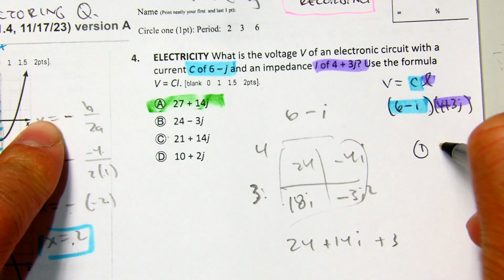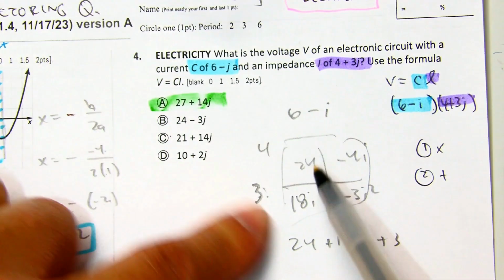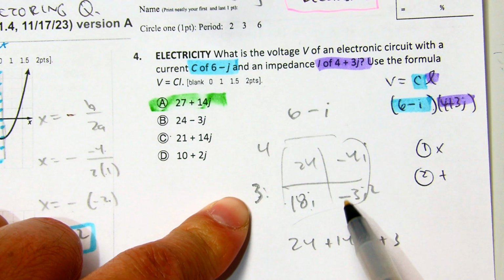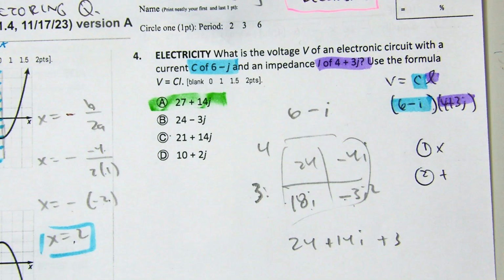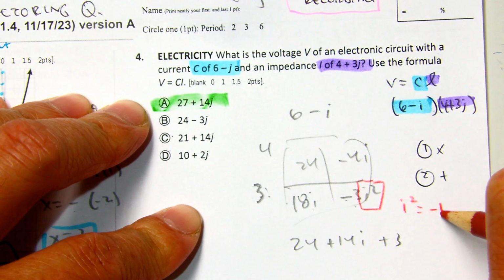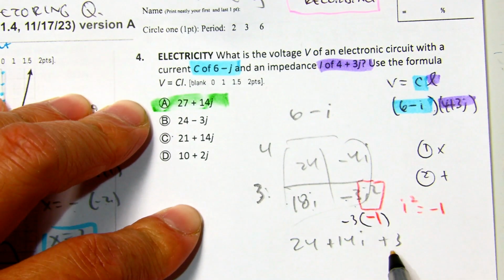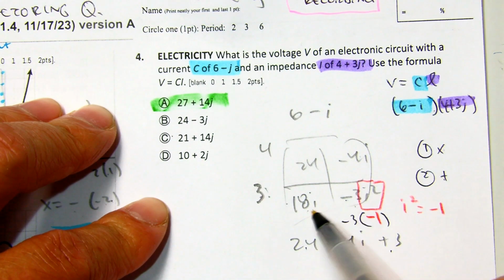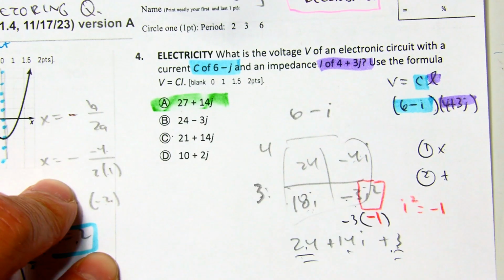You're going to multiply first, then you're going to add 24, negative 4j, 18j, and this is going to be positive times negative is a negative. 3 times 1 is 3. j times j is j squared. And then in class, we talked about how i squared is equal to negative 1. So this is negative 3 times negative 1, which will result in a 3. So I put 24. We just multiply, now we're adding 14j and 3. Add those together, you get 27. 27 plus 14j is your answer.